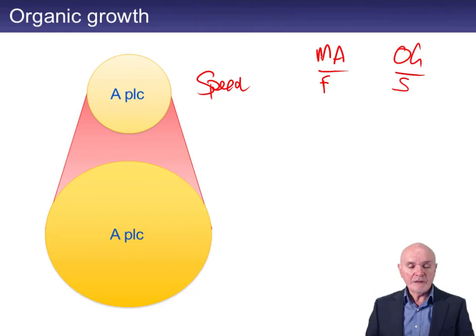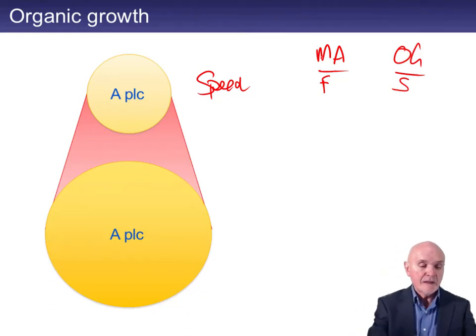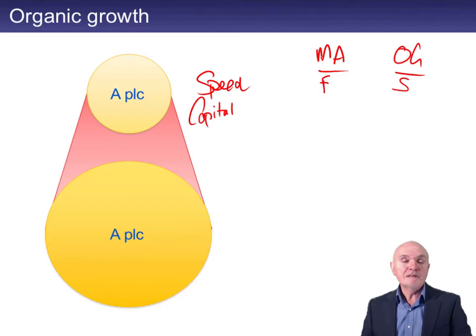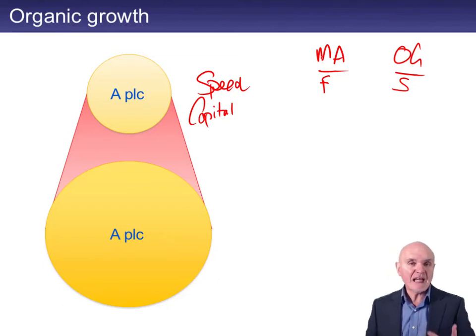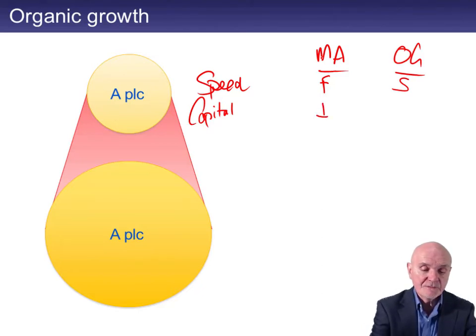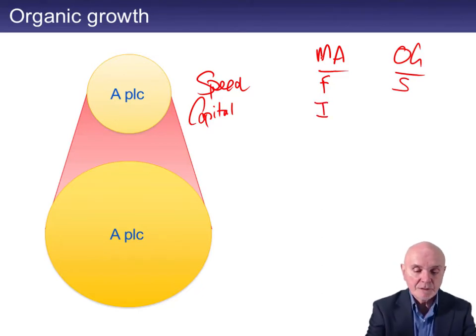Second element we can look at, or characteristic we can look at here, is need for capital. And fairly obviously, merger and acquisition requires immediate capital, either cash or the issue of shares, to acquire the company. Whereas organic growth could be funded by retained profits. That might be a little bit slow, but it can often be spread over a number of years, even if you're raising external capital. So this is fairly immediate, whereas perhaps this one is more gradual.